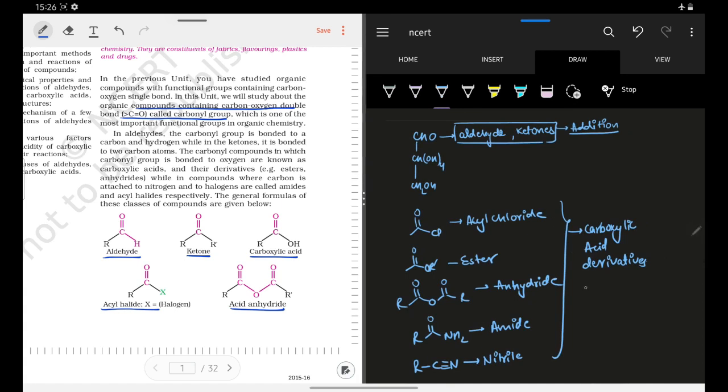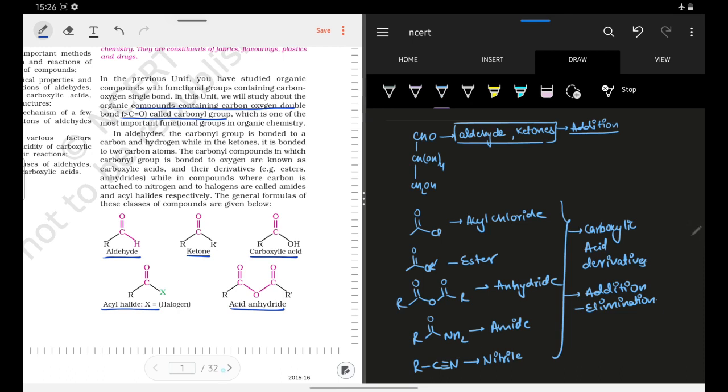In your carboxylic acid derivatives, except nitrile, the other four try to undergo addition elimination reactions. What is this addition elimination reaction? This I will tell you, so don't worry about it. The acyl chloride, ester, anhydride and amide show addition elimination, whereas your nitrile group does not react that way. What will be the reactions of nitrile? This I will tell you further.